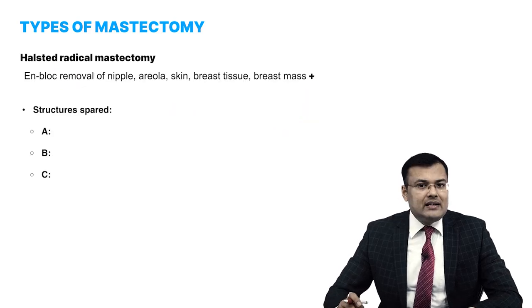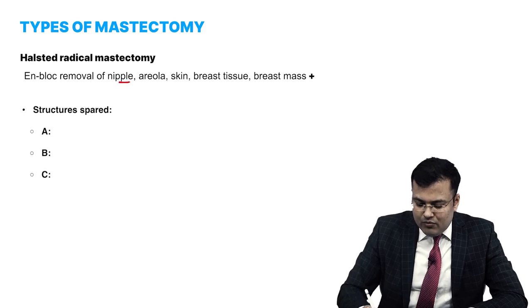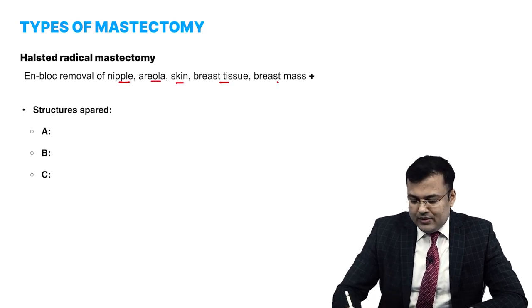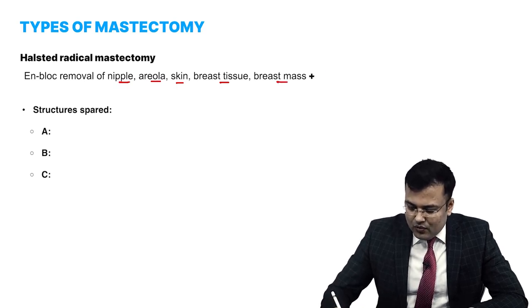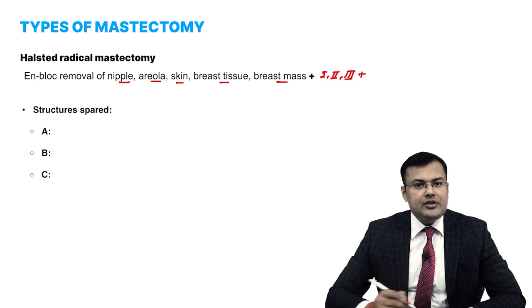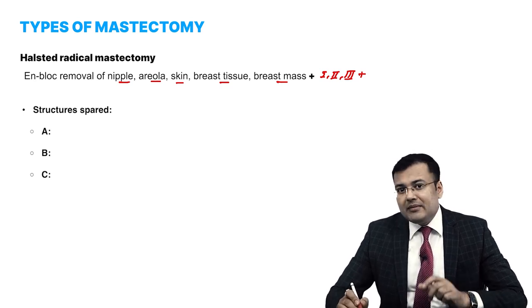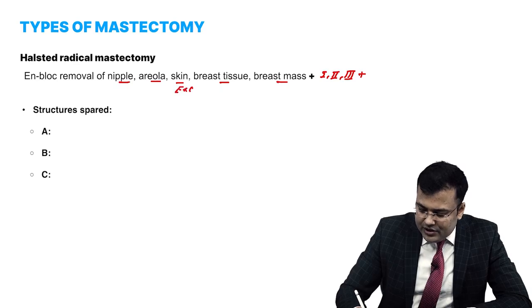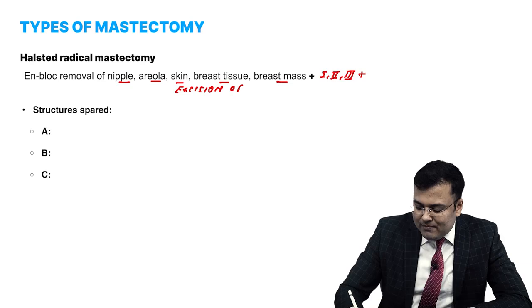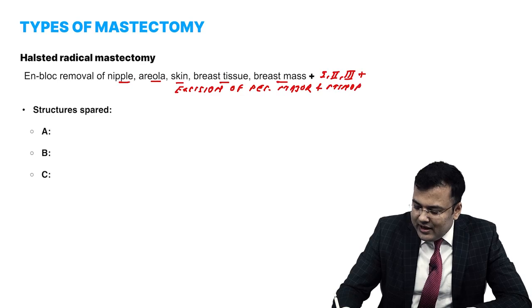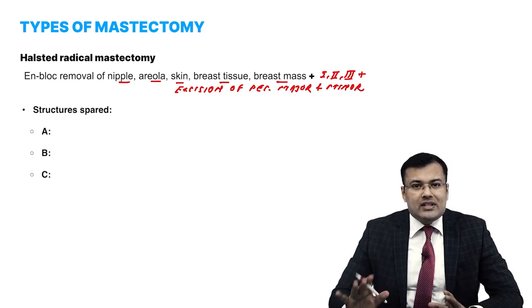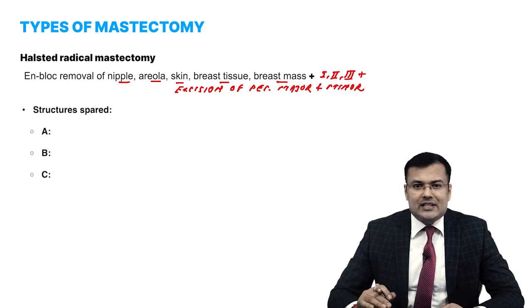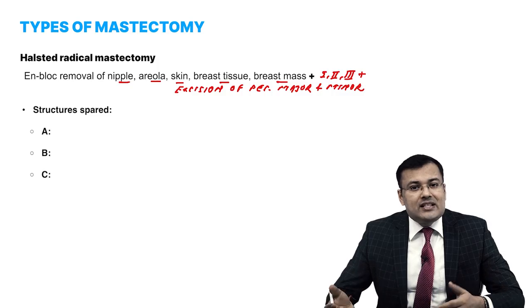After that, you can see Halsted radical mastectomy. So it is en bloc removal of nipple, areola, skin, breast tissue, breast mass plus lymph node levels. Which one? 1, 2, 3 plus excision of pectoralis major as well as minor muscle. Important point. Plus excision of pectoralis major and minor. So it is pectoralis major and pectoralis minor. Clear? Now see, what are the structures paired in Halsted radical mastectomy? And there is a mnemonic. What? ABC is paired.